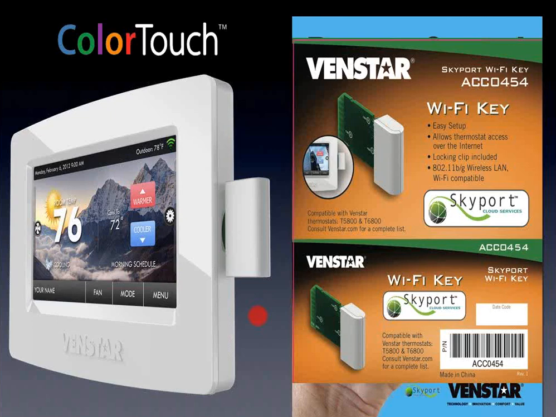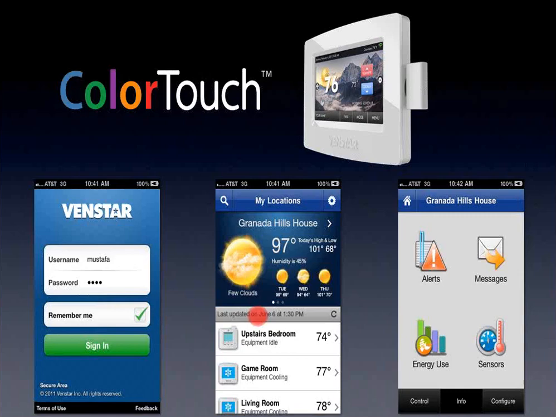So you can buy it with the stat currently, or you can upgrade old color touch stats. This is just a couple screenshots of what the iPhone app looks like. The iPad app and the Android app and the BlackBerry app all look very similar, but this is just what that one happens to look like.